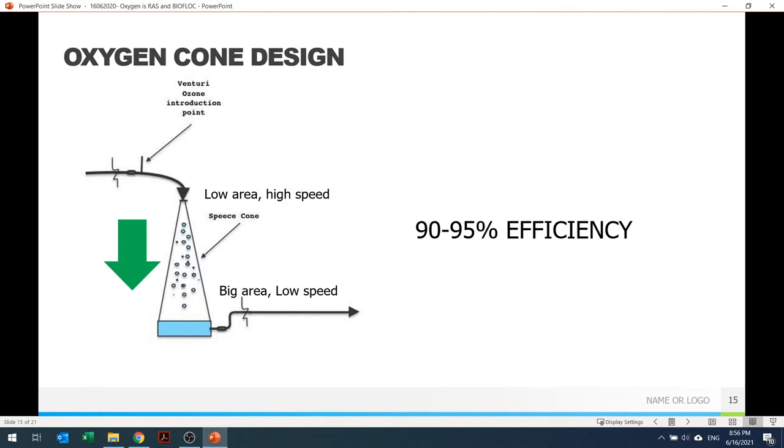And you don't even have to use expensive equipment to build this cone. For those who have been following our channel, you'll realize that we were using PVC pipes, 2-inch, 4-inch, 6-inch, to build a cone like this. It's not a very sophisticated piece of equipment, but it's a very smart piece of equipment.